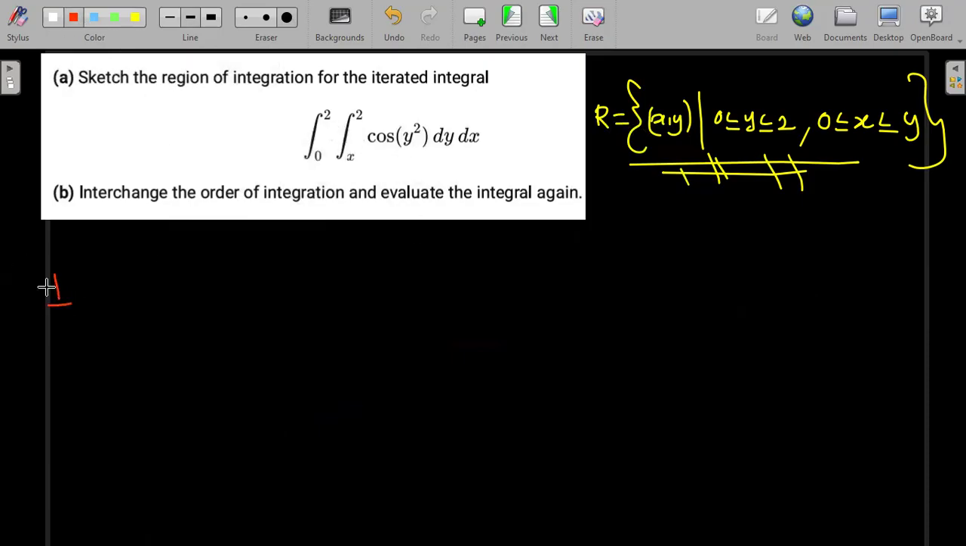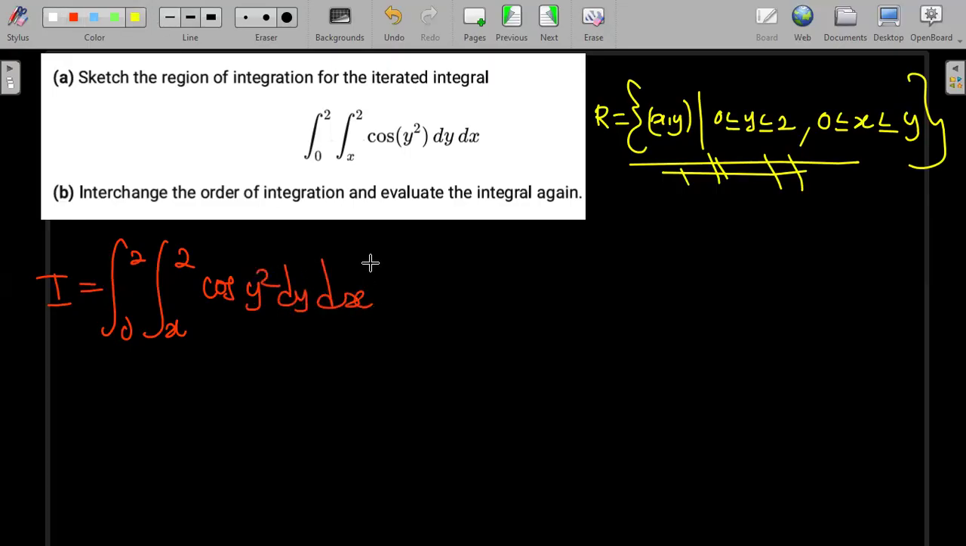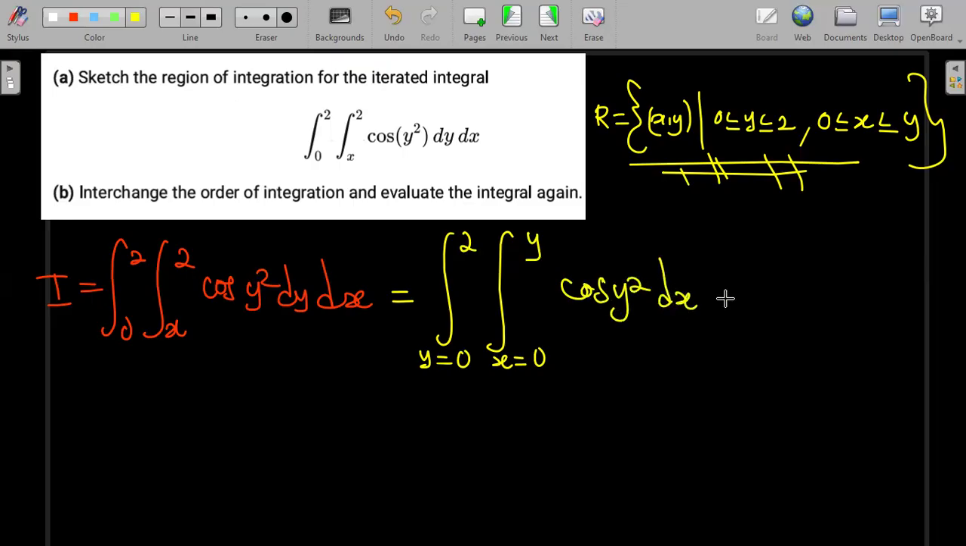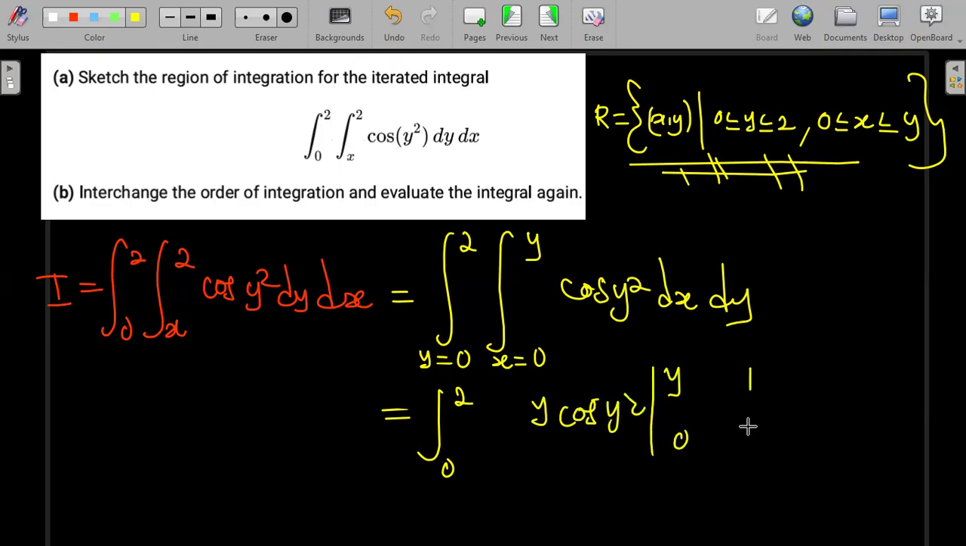So we're going to say our integral is equal to the integral from 0 to 2, x to 2, of cos y squared dy dx. We're going to say this is the same as, if I get my constants along the y now, and then my continuous functions along the x, the integral of cos y squared dx dy. Now this one is very easy for us to integrate, so let's integrate the one which is inside. That will just be y cos y squared, with y from 0, dy.